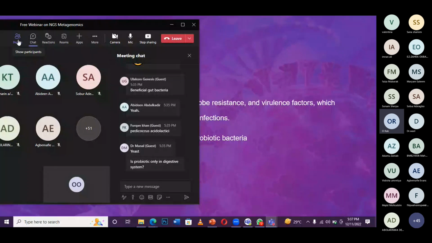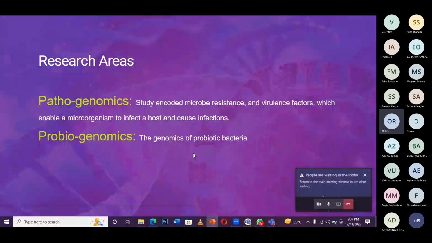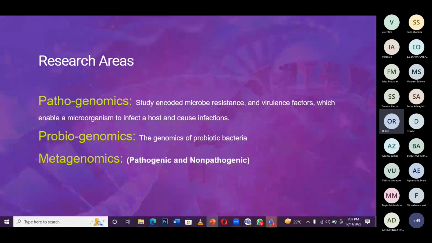Now, another area of microbial genomics research is metagenomics. Metagenomics is used to explore both the pathogenomics and the probiogenomics, or both the pathogenic organisms and the non-pathogenic organisms. So metagenomics is the combination of both, such that in a metagenomics study, you'll be able to have genetic information from organisms that are probiotic, pathogenic, or non-pathogenic.